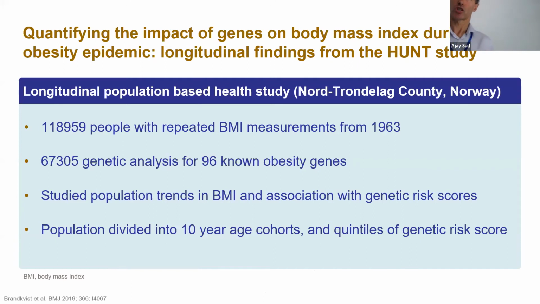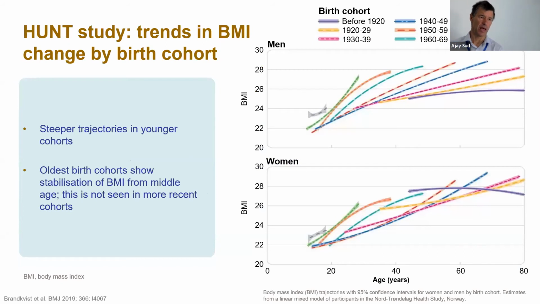Another study that demonstrates this quite nicely, again, it's quite a complex study, is a longitudinal population-based study from one area of Norway, where they followed the population in cohorts going back to the 1960s. They had this whole population of more than 100,000 people where they knew what their BMI was, and then they were able to do a genetic analysis on about half of them for 96 of these known 200-odd obesity genes. And then they were able to look at the associations. And it's quite interesting what was seen there.